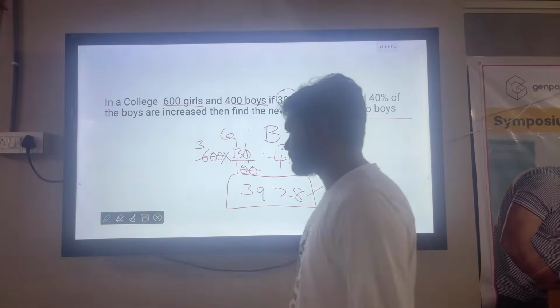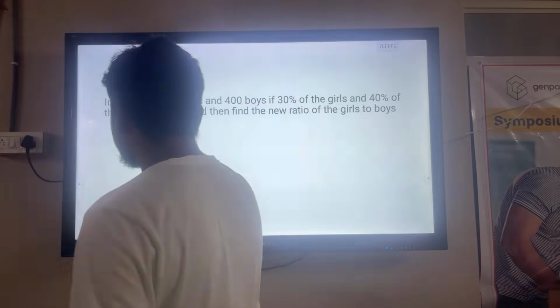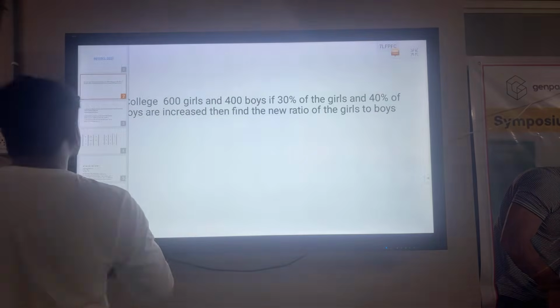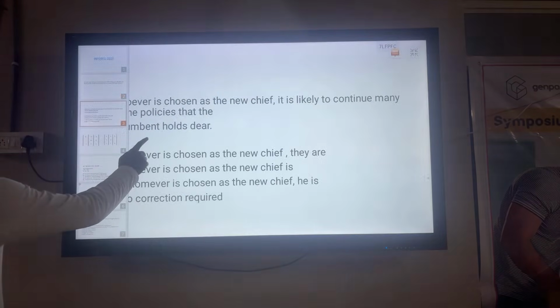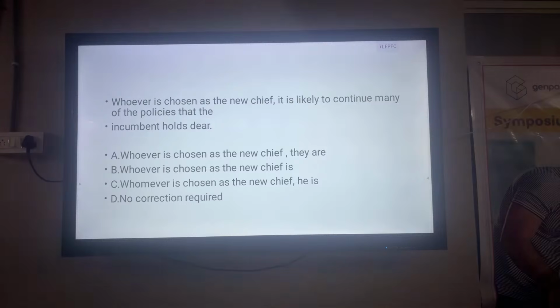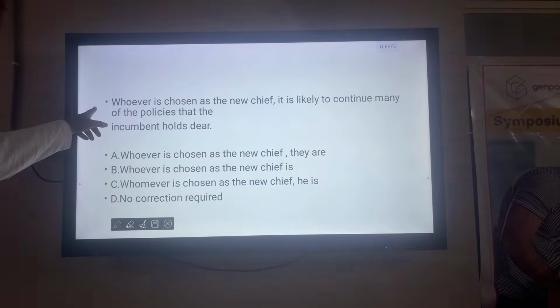Ready? One more. Can you answer this one? This is related to verbal ability. So, do you find any error? Do you find any error in this one? What is the statement actually?